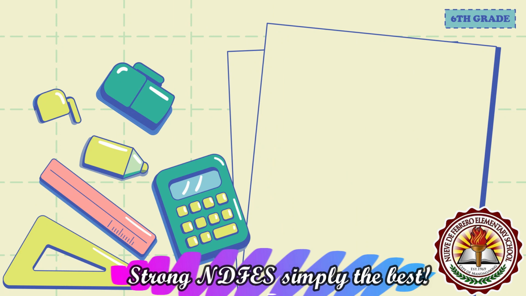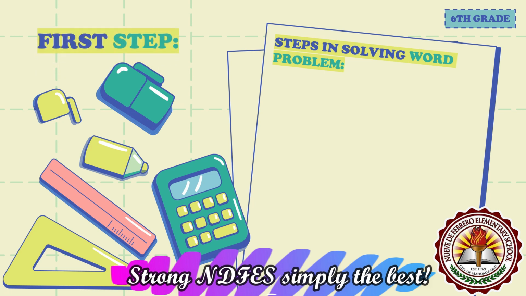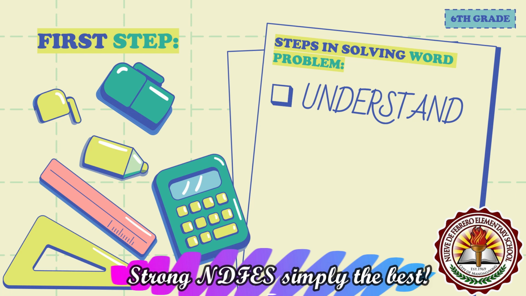Let us now study the steps on how to solve routine and non-routine word problems involving multiplication of decimals and mixed decimals, including money, using appropriate strategies. First step, understand. For you to understand the problem, know what is asked, the main question in the problem. Where can you find the answer for this question? Most of the time, it is at the end of the problem. Next, know the given facts.